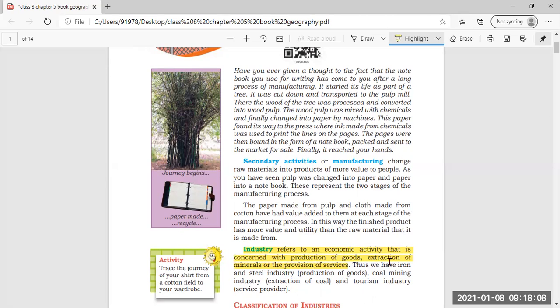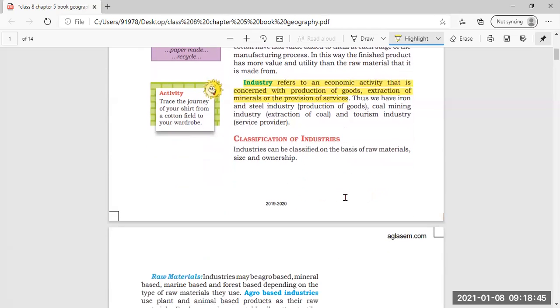So, industry refers to the economic activity that is concerned with the production of goods, extraction of minerals. That means whatever goods are produced through a number of stages, whatever extraction of minerals is there from deep under the ground, and the provision of services. That means the transportation and communication of those things which have been produced. All this concerned in an economic activity is called industry. Thus, we have iron and steel industries, coal mining as extraction of coal, and tourism industries.